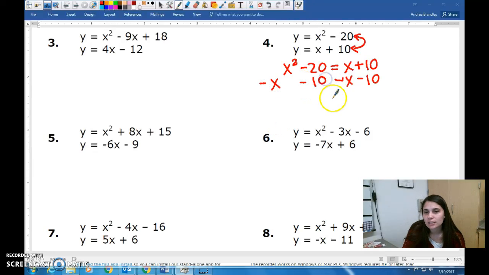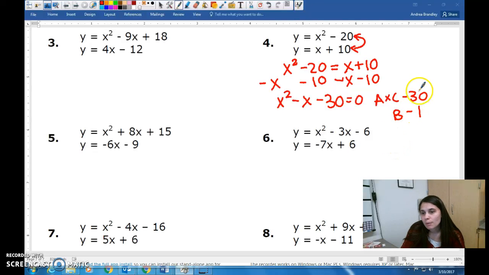But I can minus 10 from negative 20. So I have an x squared and minus x. Negative 20 minus 10 is a negative 30, equal to 0. So I have an a times c of negative 30, b is negative 1, and two numbers that multiply to negative 30 and add to negative 1 are negative 6 and 5. So this factors to x minus 6 and x plus 5.